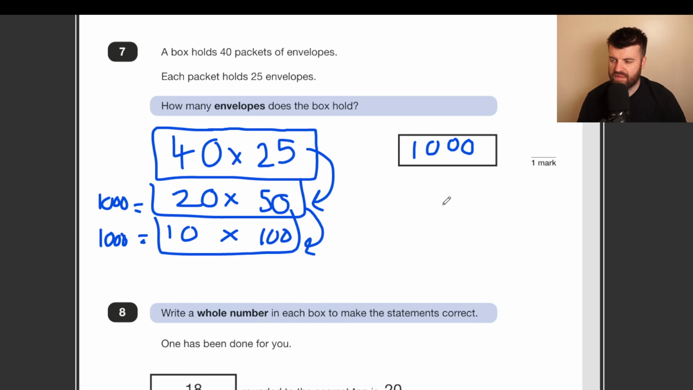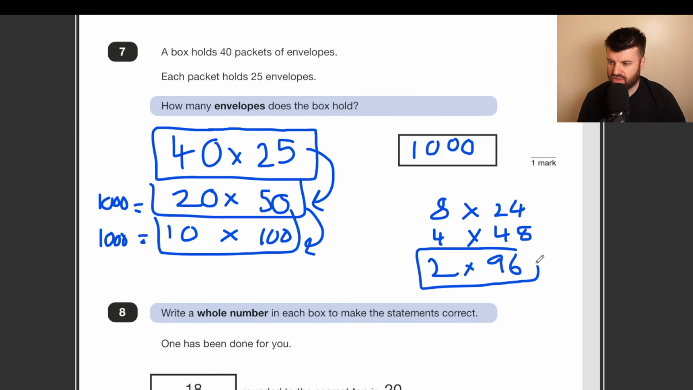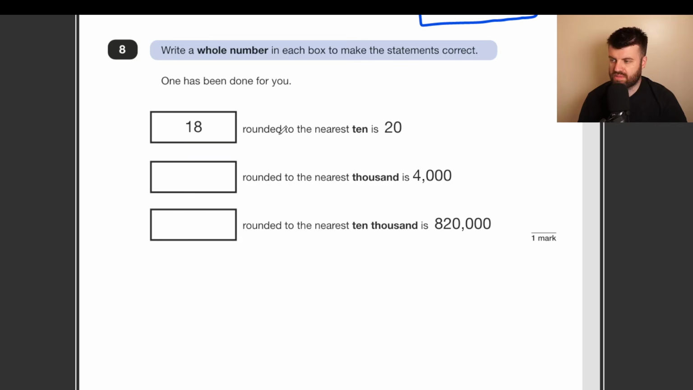You can prove this. Let's just pick 8 times, I don't know, let's say 24. Yeah, 8 times 24. That's the same as 4 times 48, which is the same as 2 times 96. And you might be much better at doubling. So instead of doing 8 times 24, you might prefer to do this. Gives you the same answer. So the answer there is 1,025 multiplied by 40.